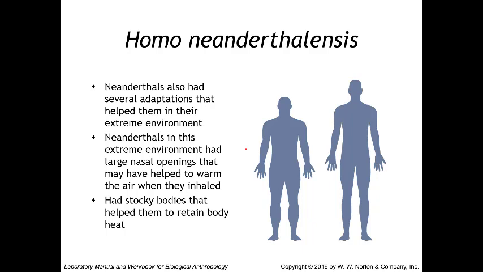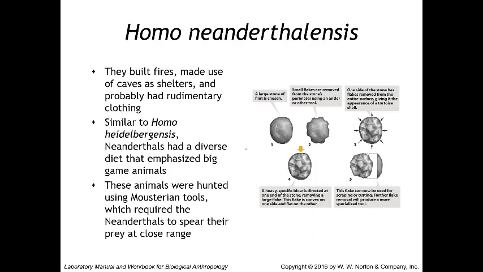The physical adaptations that we see in Neanderthals are very large nasal openings that may have helped to warm the air as they inhaled it. We also see that they had stocky bodies that helped them to retain body heat. So if you think back to human variation, you should think Bergmann's rule right away. Again, in addition to those physical adaptations, they did have cultural adaptations that helped them survive in Ice Age Europe. These being that they built fires, they made use of caves as shelters, and they probably had rudimentary clothing.